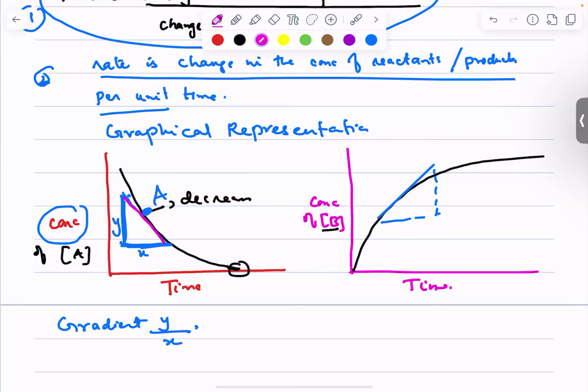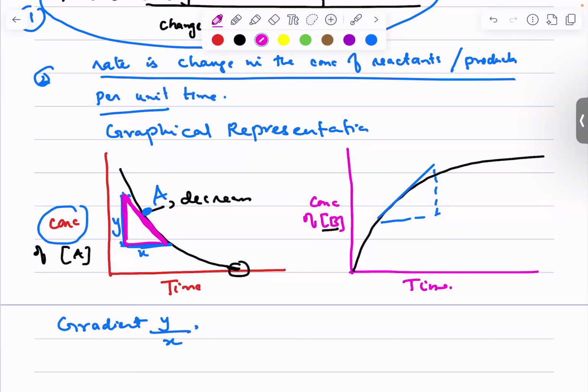So we determine the rate of the reaction at point A by drawing the tangent. I'll use another line. Look, this pink line. By drawing a tangent, this is the tangent, all right, to the curve at point A and then measuring its gradient, which is y over x. I hope it clearly makes sense. Yes.